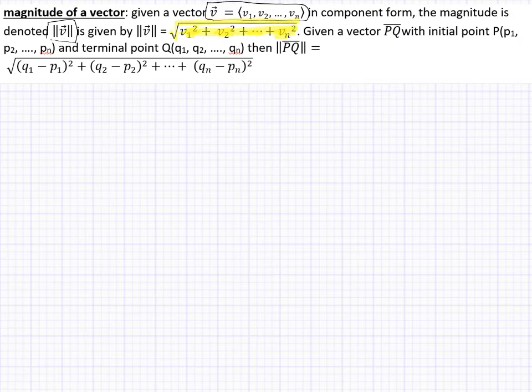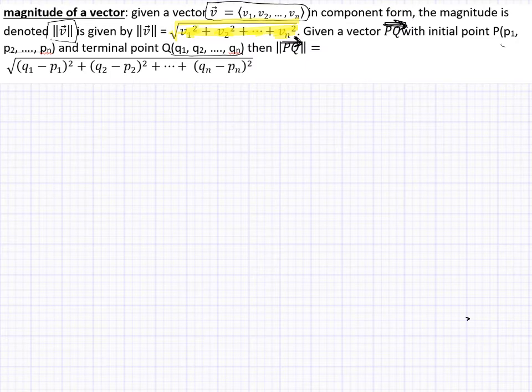That'll give us the magnitude of v, the distance from the initial point to the terminal point. If we were looking at it in terms of the PQ format, with an arrow above PQ, where the initial point is P1, P2, P3, etc., and the terminal point is Q1, Q2, Q3, etc., and we want to find the magnitude of PQ, what we would do is essentially find the distance between point P and point Q.